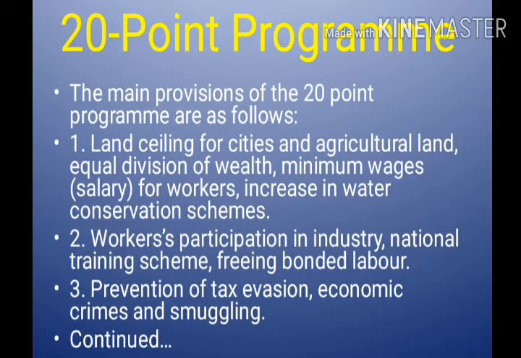There were many others. So, what about land ceiling for cities and agricultural land? It means equal land distribution or equal division of wealth and land. Second, at least minimum wages to be given to the workers, increase in water conservation schemes, that was the need of the time. Then workers' participation to be increased, national training schemes and freeing bonded labor, prevention of tax evasion, economic crimes and smuggling. These were some of the important programs. Then we are going to continue learning the remaining ones.